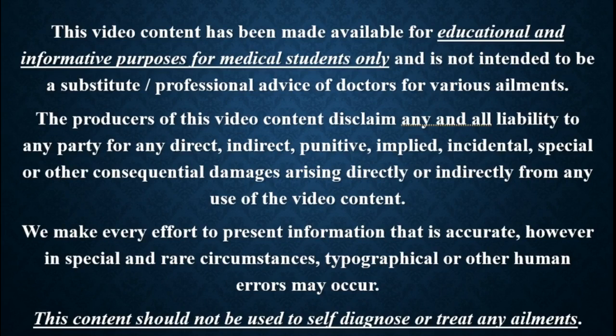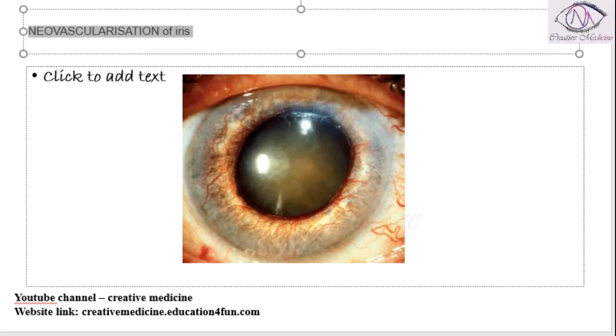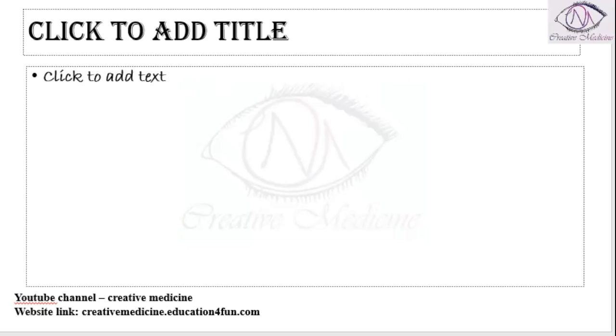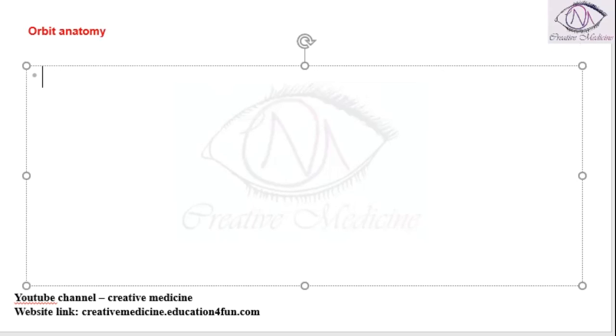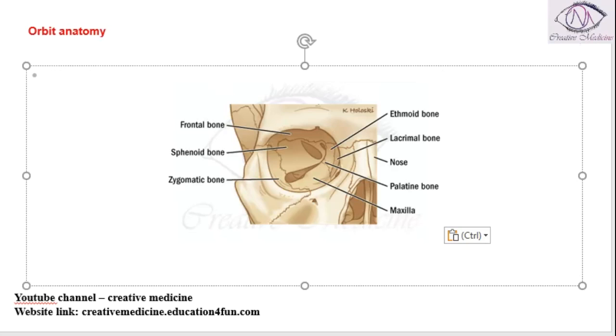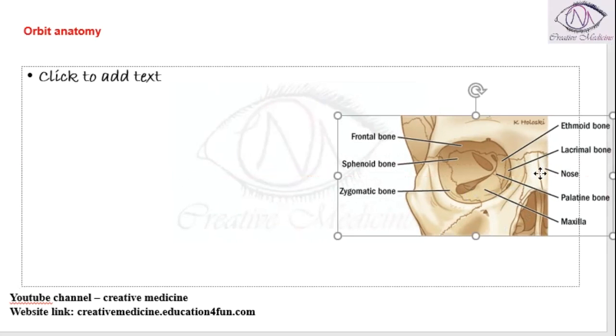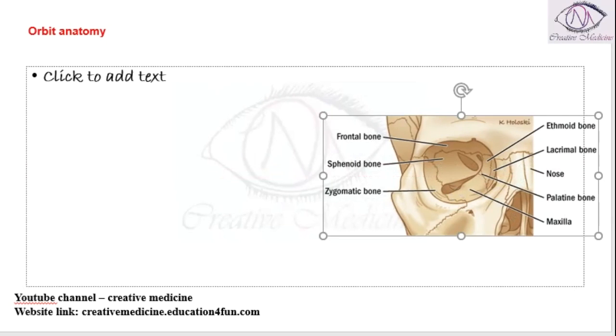In this lecture, we will learn about the orbital anatomy. Now, in the orbital anatomy, what is the orbit made up of? Right, so this is the orbit picture. So, what does the medial wall of the orbit consist of?